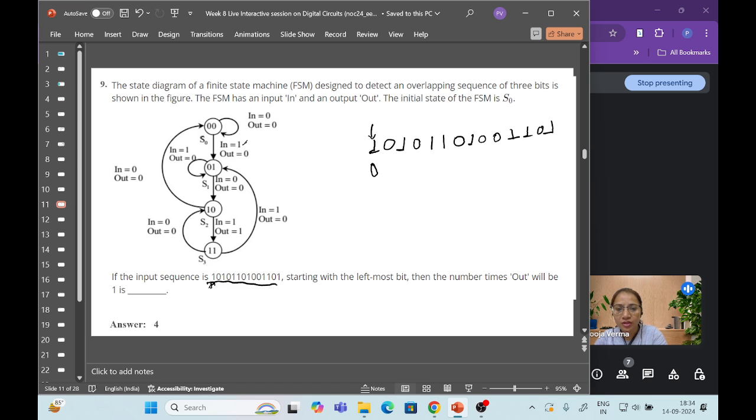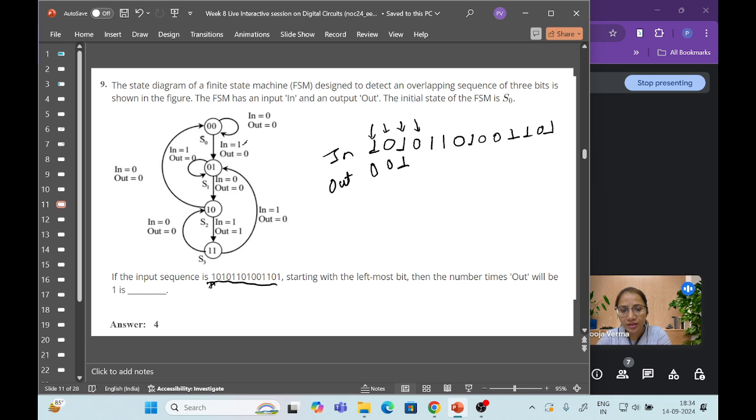Now the next input is 0. It is already in state 01, so when in is equal to 0, it is moving from 01 to 10. Here out is 0. Now next is 1, and it is in state 10, so it moves from 10 to 11. Here out is 1, so I am writing out is equal to 1 as the corresponding out.